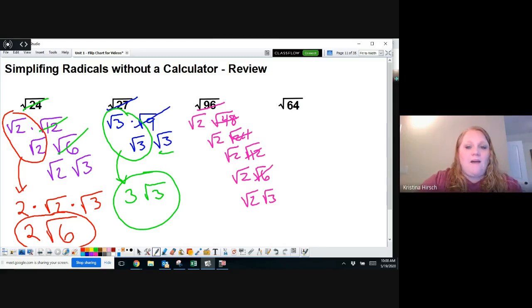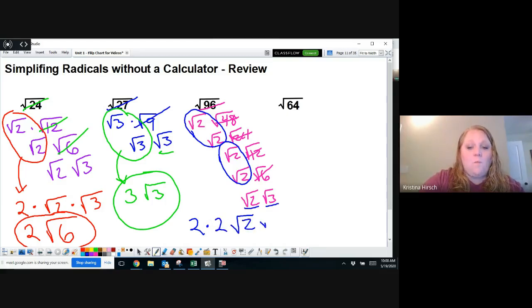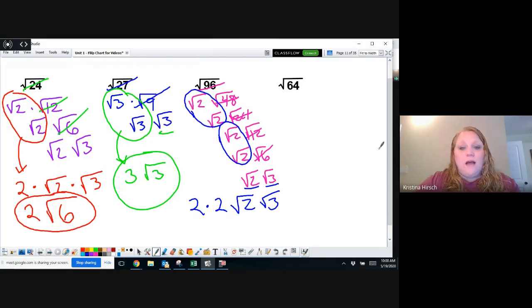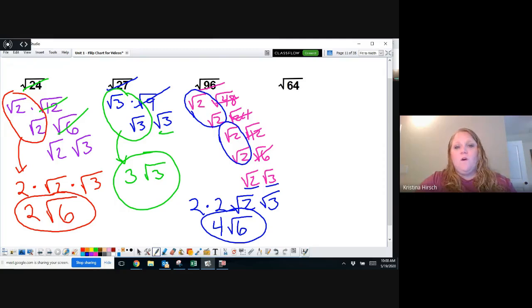All right, so I have a perfect pair, Mr. and Mrs. 2, a perfect pair, Mr. and Mrs. 2, and then these are stuck at home, right? So if you have more than one thing out of the house, they get multiplied. So 2 times 2 is 4. And if you have more than one thing in the house, they get multiplied. So the square root of 6. So 4 square roots of 6.